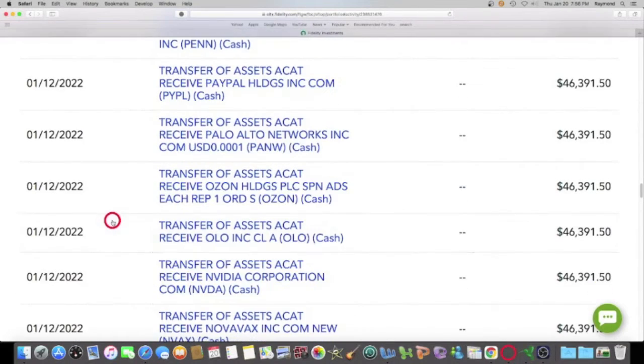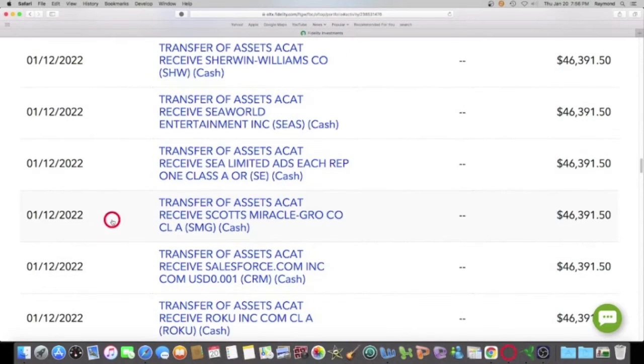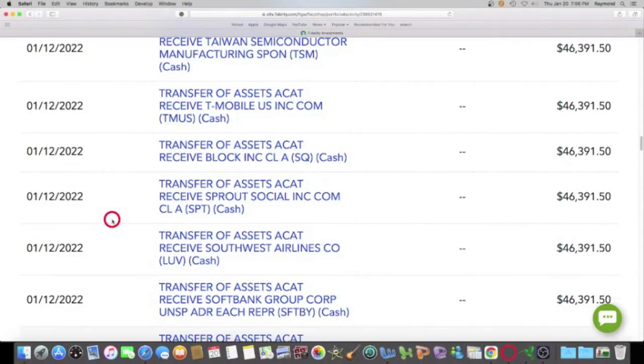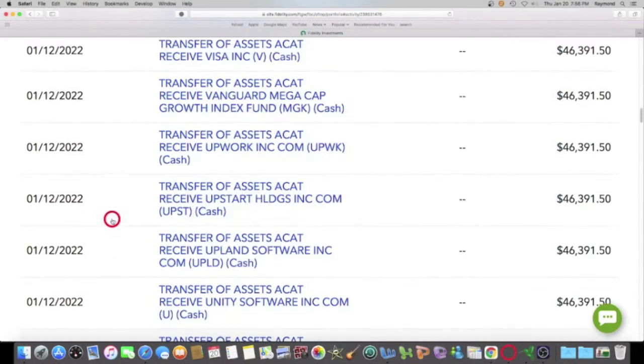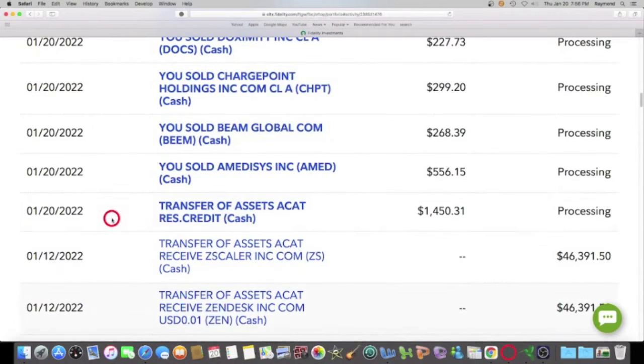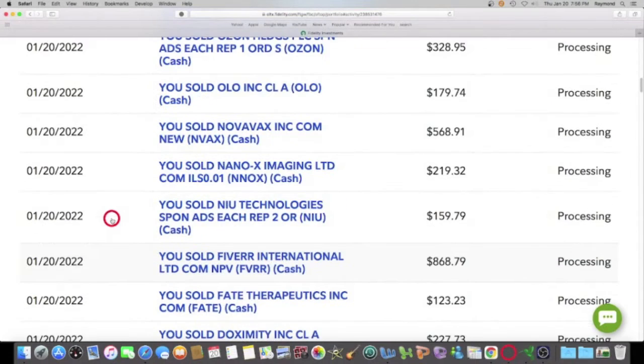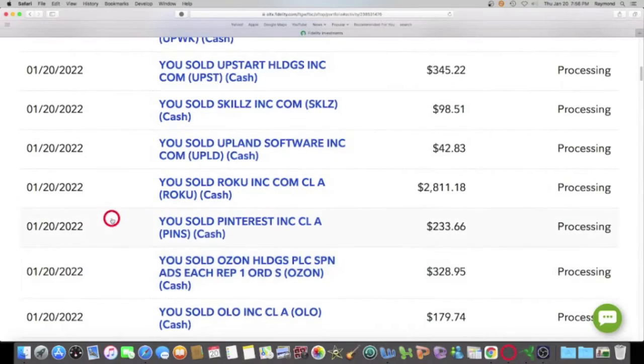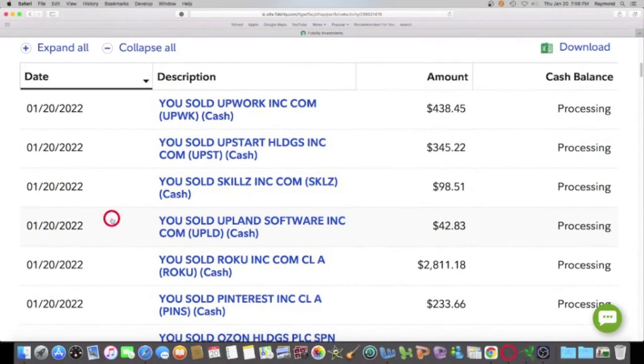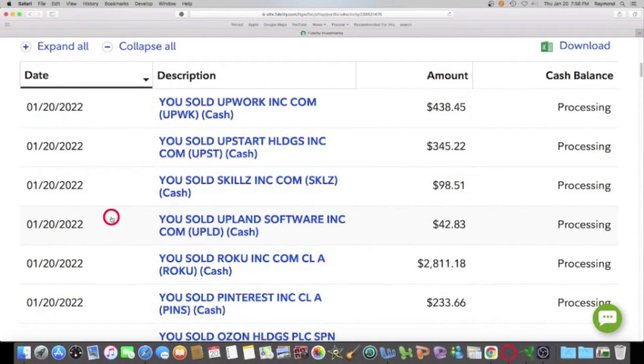But right now we want to talk about dividends. And as I scroll, you're not going to see any dividends. So my dividends are not hitting my Fidelity account yet. So I have no dividends to show you guys. But I did sell some stocks. Nothing was bought, but I sold some stocks. And actually the stocks that I sold happened today on the 20th.